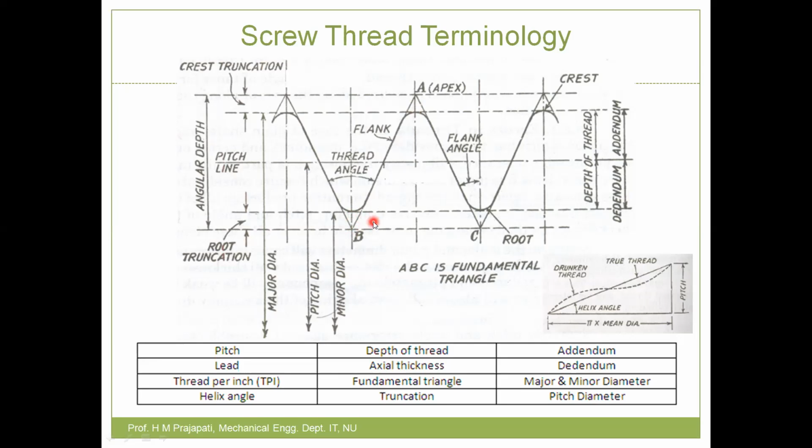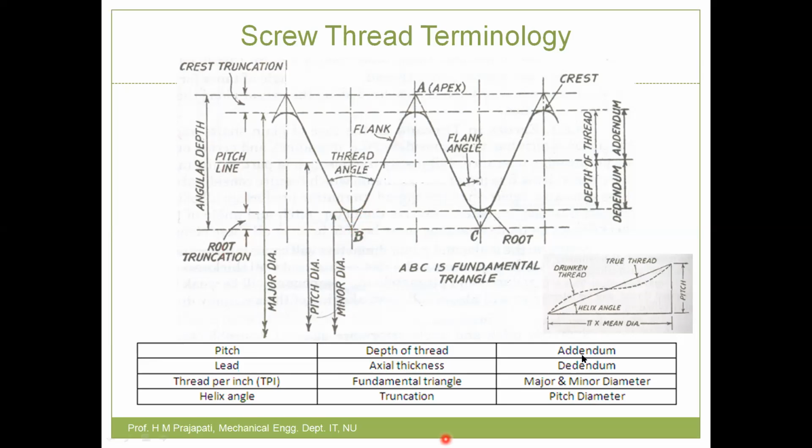In most threads, root truncation and crest truncation are of the same value, but in special cases you can change them. Here it is written crest truncation, and this value is called root truncation. The radial distance between apex and crest is called the crest truncation, and the radial distance between the lowermost apex and the root is called the root truncation. Clear? Similar to providing a fillet on any component to remove sharp corners, in a thread we provide truncation to avoid sharp corners and provide a good circular surface. That is what is called truncation.